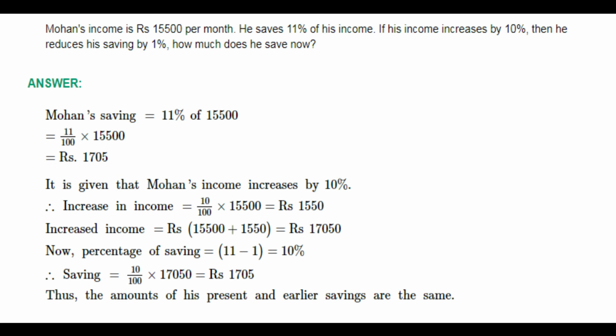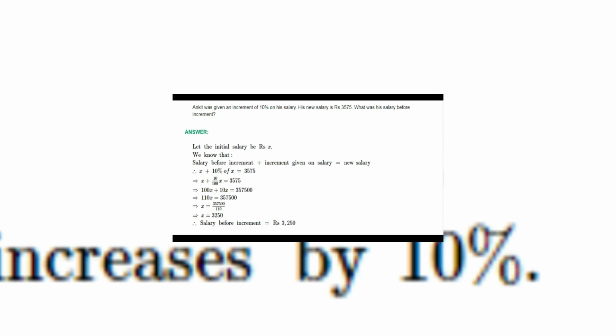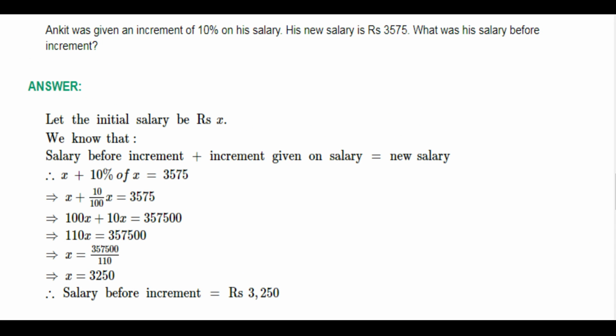So previously he was saving 11% of his total income. Now after reduction his savings becomes 11 minus 1, that is 10%, right? So now his savings is 10% of his present income. After the increment the present income is 17050, so 10% of the present income is rupees 1705. So now his savings is 1705 and previously he was also saving 1705. So basically the amount of his present and earlier savings are the same. This sum is comparatively easier than the previous one.